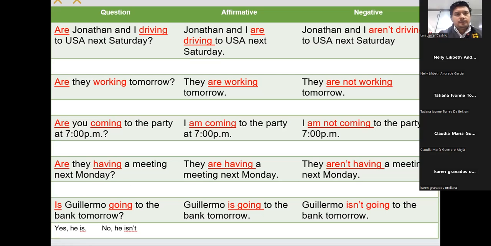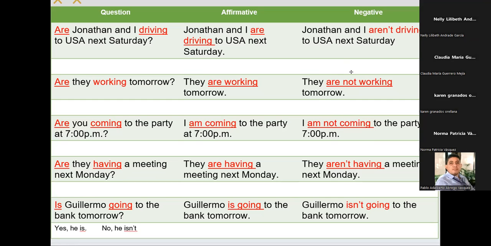So now we are going to say the complete sentence with the negative form, all right? And we could say it in a complete way as it is over here, or we can say it in the contracted way. But the contracted way is when we speak mostly than writing, all right? So Jonathan and I aren't driving to USA next Saturday, right? Contracted. Ahora, lo vamos a leer tal como está aquí. We are going to read it right as it is over here.